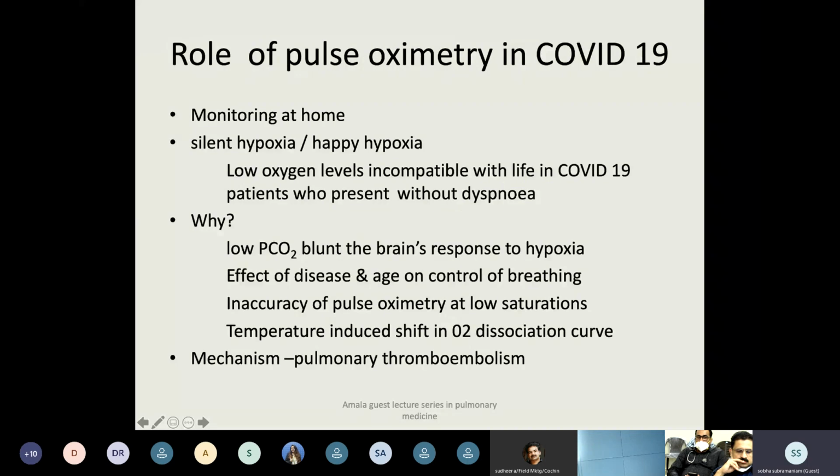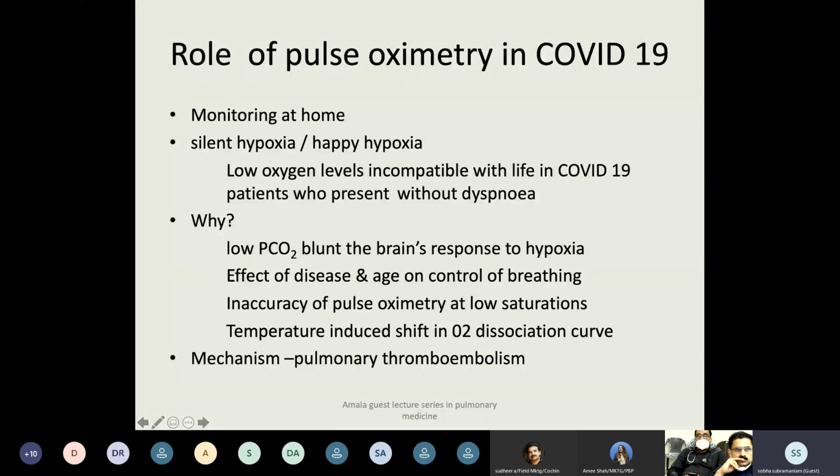Now, what is this COVID-19 situation and pulse oximetry? We are exploring the role of pulse oximetry in this era. The sales of pulse oximeters have gone up by 100%, double the sales in the last 3-4 months. They are being recommended for patients across the globe for monitoring oxygenation at home.